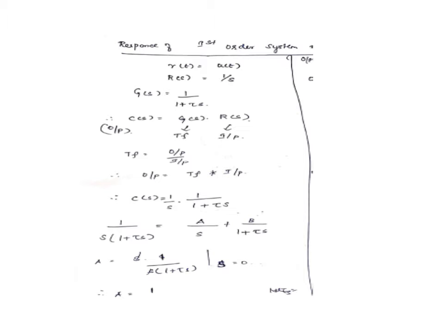And now for R of s, I will be applying 1 by s, right? Because I am interested to find what is the response of the first order system if I apply a unit step input. Unit step input is nothing but your standard test signal, right? Using mathematical derivations and equations, we can solve the equations, find the values, and you can get marks also.